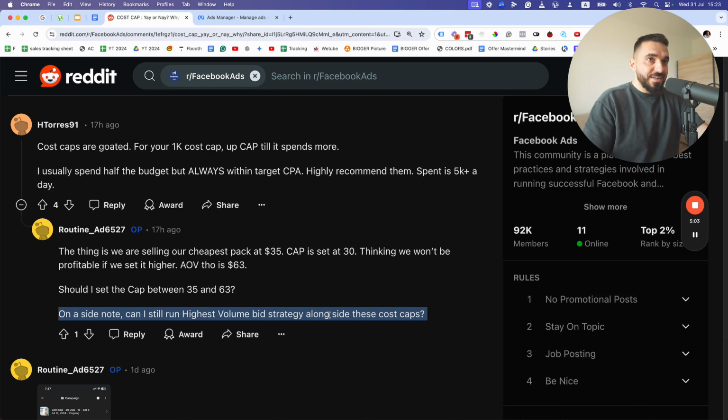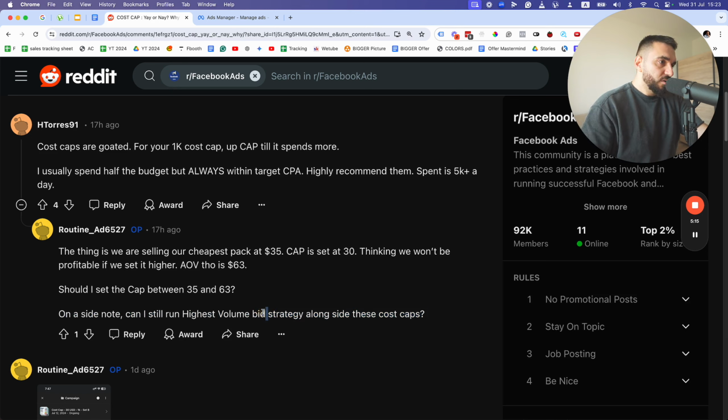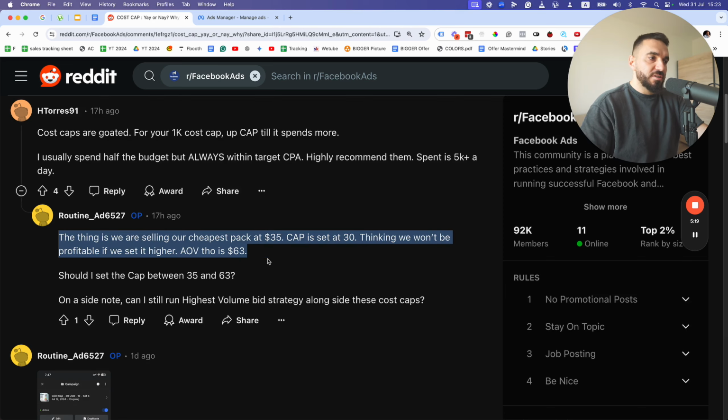If you want to test how it's going to perform without the bid cap, go for it. In some cases, you'll get very, very good results. But right now, the Facebook ads platform is not very stable. So I think for a lot of people, it makes sense to keep the budget at 30.